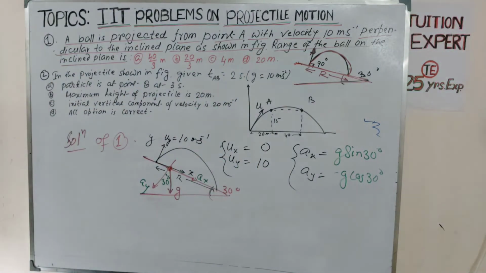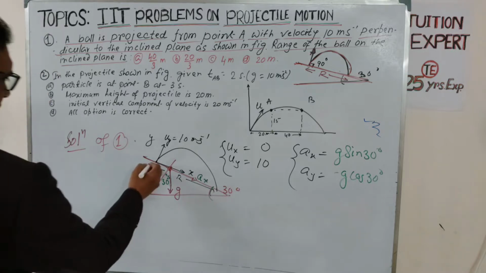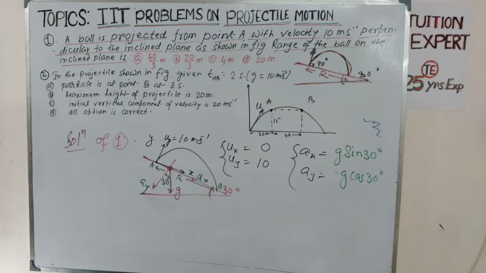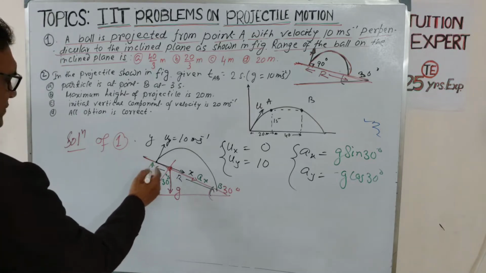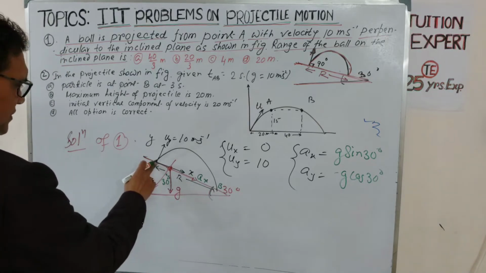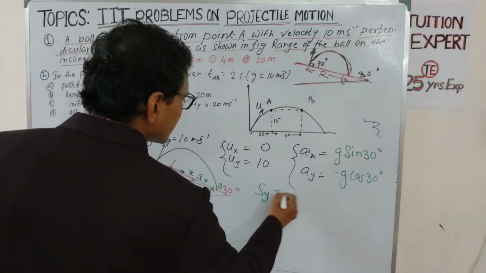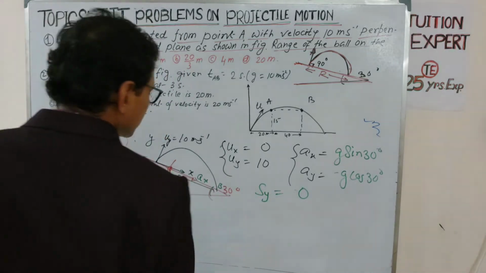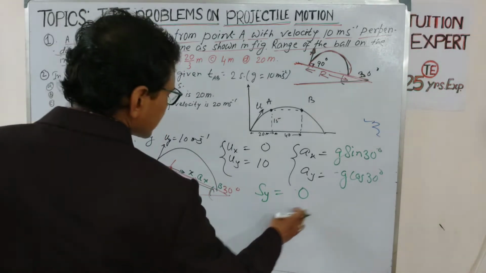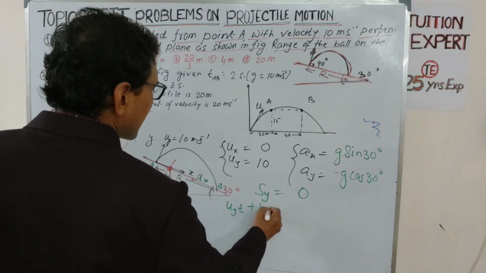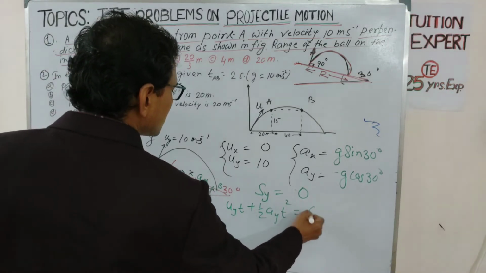Now to find the range, that is A to B, first we find the time of flight. Range means here initial point, here final point. Net displacement along y-axis is 0. So Sy equals 0. Sy from the equation in a straight line: uy t plus half ay t square equals 0.